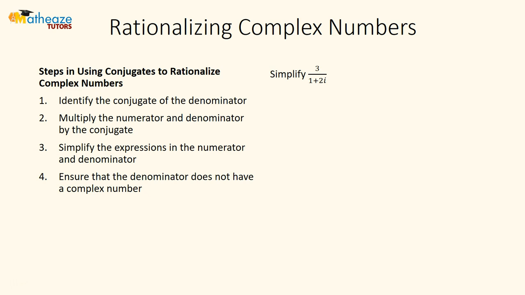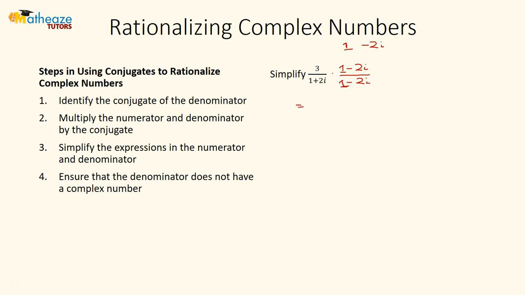Now let's apply what we've learned about conjugates to rationalizing complex numbers. The first thing we're going to do is identify the conjugate of the denominator here, and then we multiply the numerator and denominator by that conjugate. So let's look at the conjugate. We have our 1 and we have 2i, so I'm just going to switch this. So we multiply numerator and denominator by 1 minus 2i so that we do not change the expression in any way, because 1 minus 2i divided by 1 minus 2i is always going to give us 1.